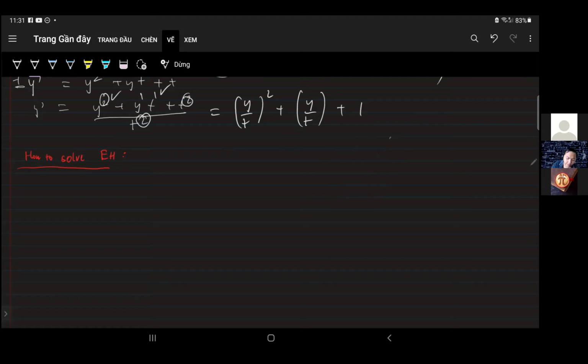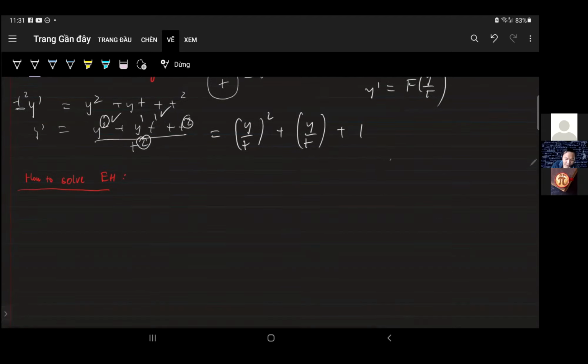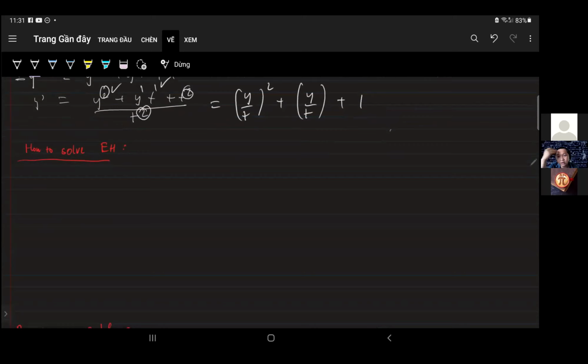Okay, so now we go back to the equation, which is the most important one. How do we solve for that? So we know the trick, right? Why do we need the Euler homogeneous? Because we want to transform a non-separable form into the separable form. We've done the first step. Now the second step. Let's figure it out. y prime, let me say y and t.